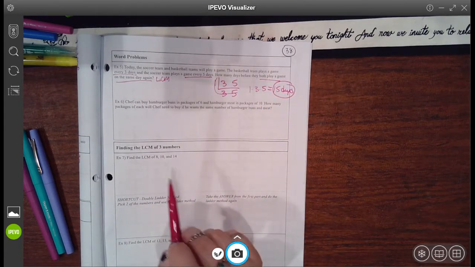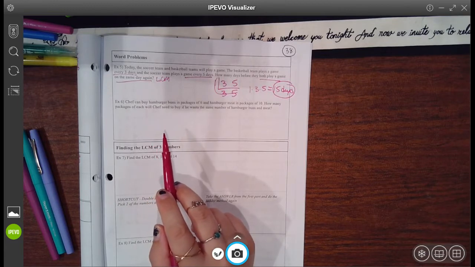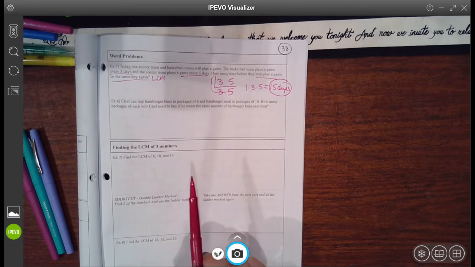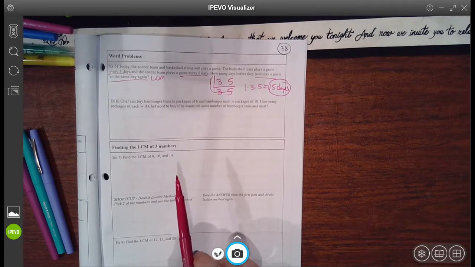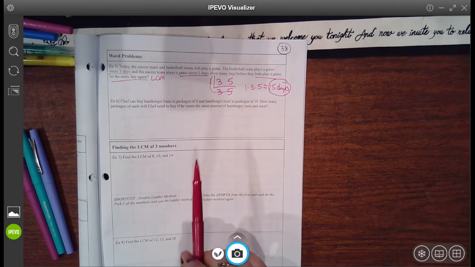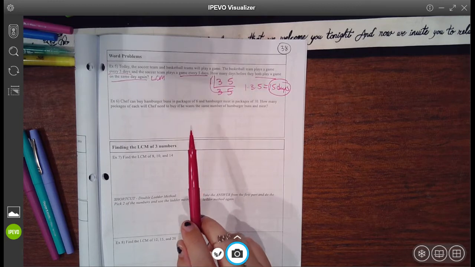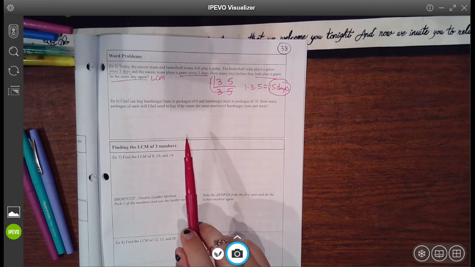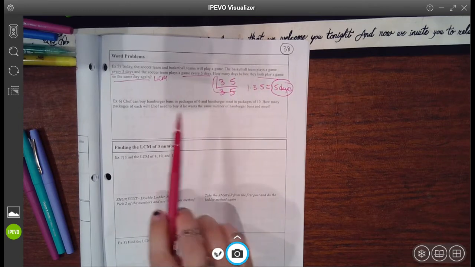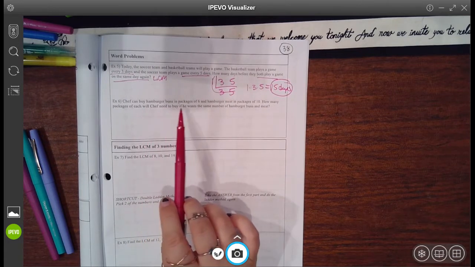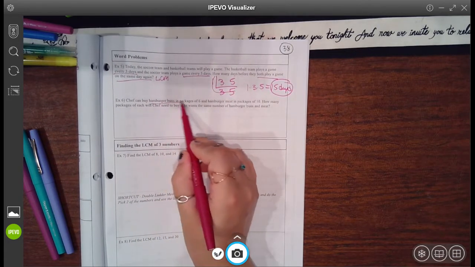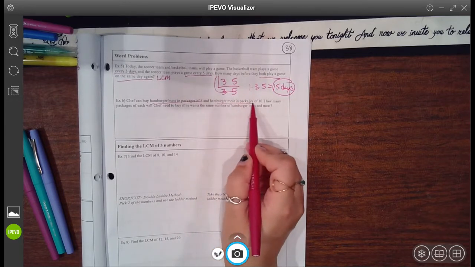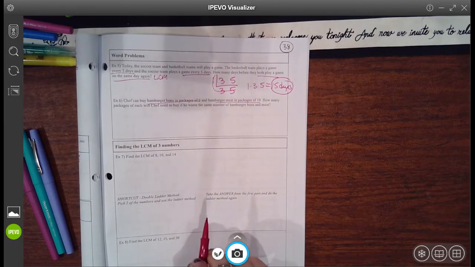All right, this one, not a scheduling problem, but you're trying to find the smallest amount of things that you can buy so that they have a matching amount, because this person doesn't want to have extra buns and they don't want to have extra patties. They want to have matching amounts. So what's the smallest number of packages that he has to buy in order to have the right amount? It says that the hamburger buns come in packages of 6 and that the meat comes in packages of 10. So how many packages will the chef need to buy if he wants the same number?